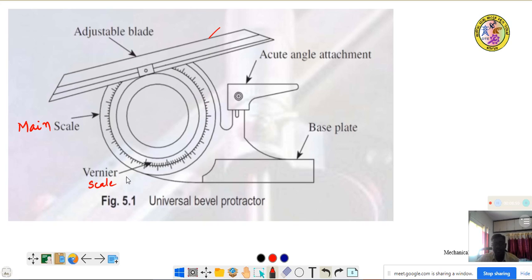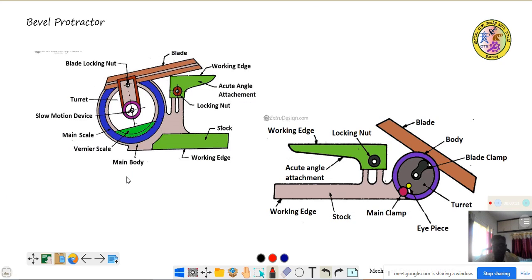So generally in your exam they are going to ask, write a neat sketch of bevel protractor and explain its functions and how it is going to be used. So this is a bevel protractor.